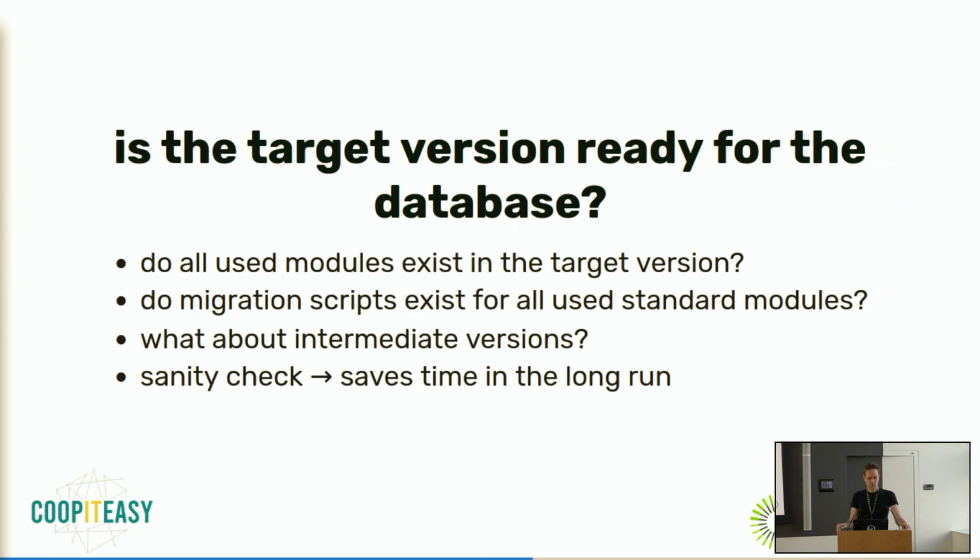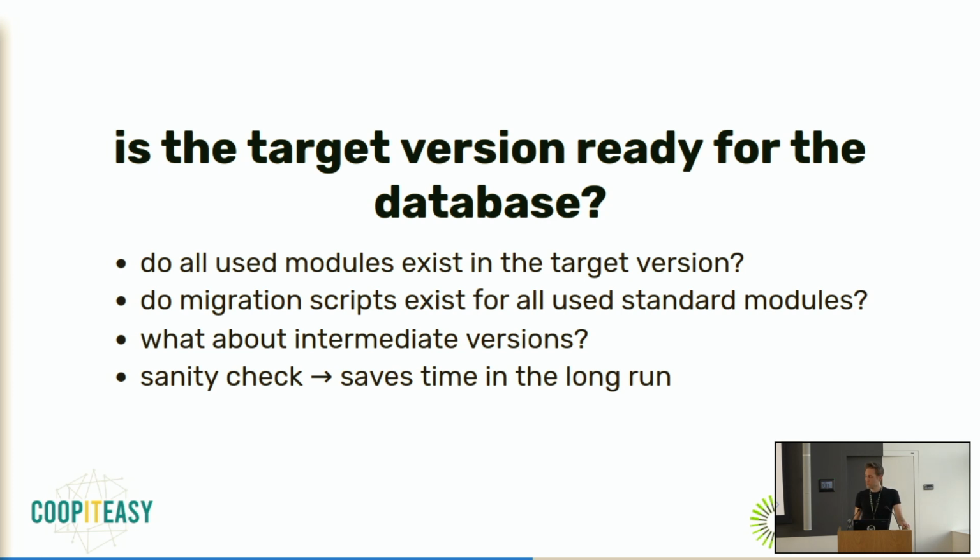Okay, now before starting, is the target version ready for the database? So you need to check: do all modules exist in the target version? Do migration scripts exist for all the standard modules? And what about intermediate versions? Should the modules exist also? Well, the modules shouldn't exist in intermediate versions as long as the migration scripts are okay. For standard modules, of course, because they exist in all versions, you need migration scripts in OpenUpgrade.